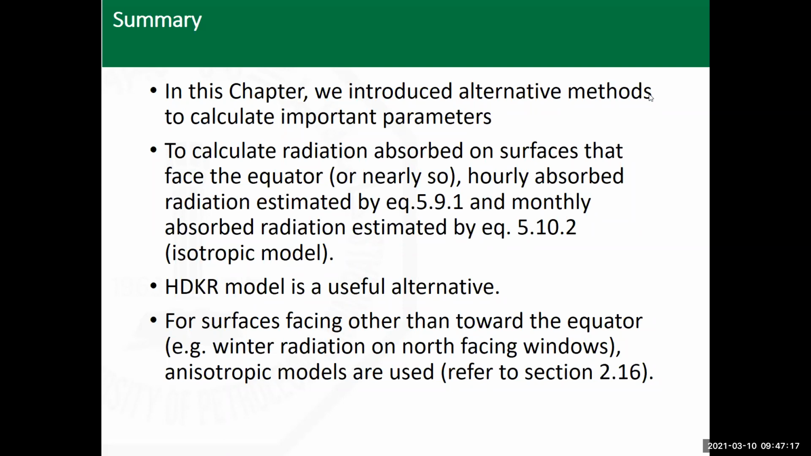We have learned how to calculate the radiation absorbed on surfaces that are facing the equator or close to the equator. We have looked at the hourly absorbed radiation and the monthly absorbed radiation. All of these are important because this is what we are going to work with when we are talking about flat plate collectors. Part of what we are going to see is how to estimate the energy which is falling and how to estimate the energy which is absorbed. But we are going to go beyond that and talk about how good the performance of the solar collector is, by defining, for example, the efficiency of the collector.